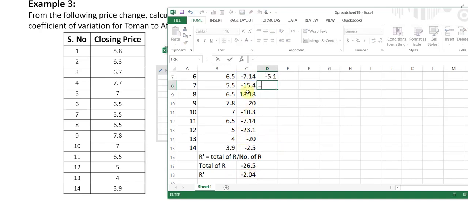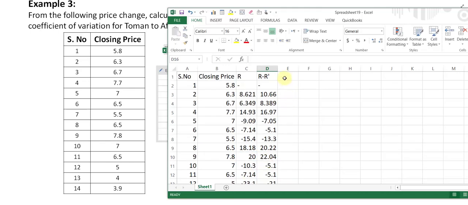Then press this one. R minus R bar. The next one again R minus R bar, again R minus R bar, and again R minus R bar, and so on for each row, and one more, the last one, R minus R bar, right? So these are the values.